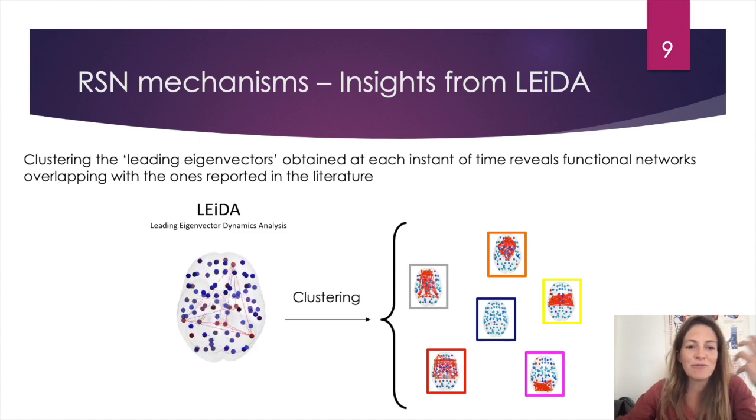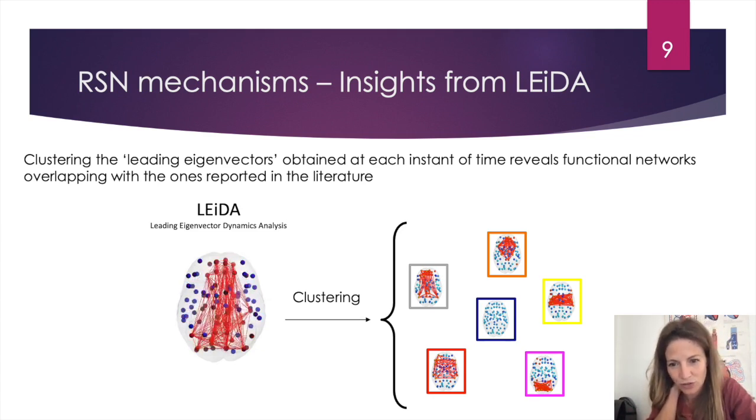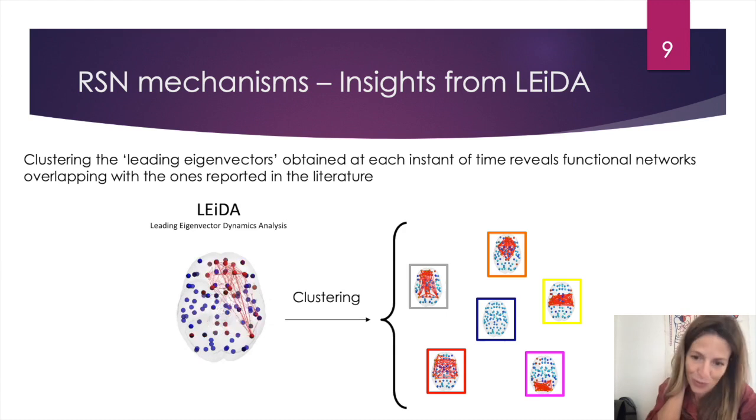So if we cluster these leading eigenvectors that we obtain at each instant of time using a given algorithm, here we use the k-means algorithm, we find that we can detect centroids of this cluster that overlap with the functional networks or the resting state networks that are reported in the literature. So this appears to be one more way to detect resting state networks.